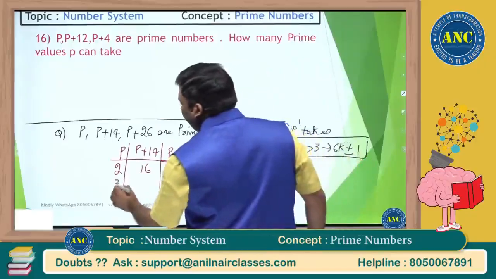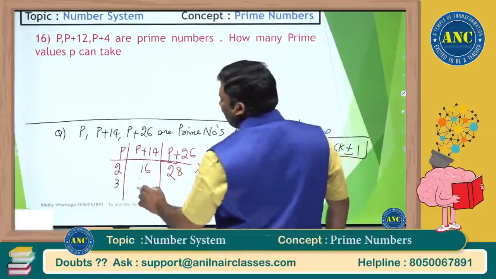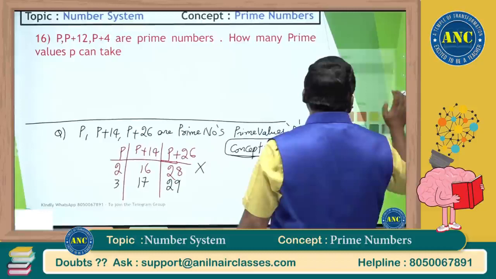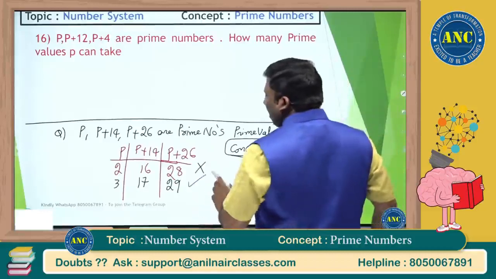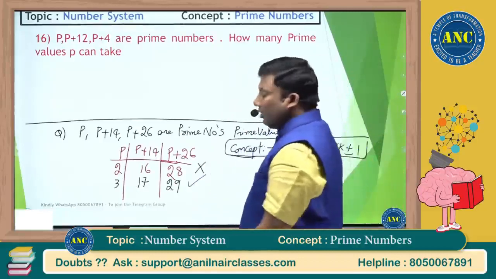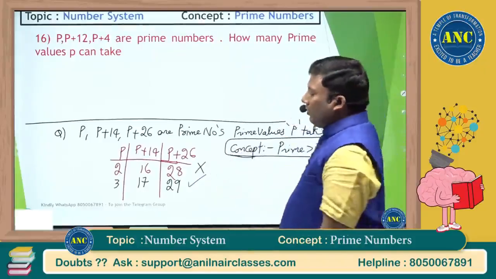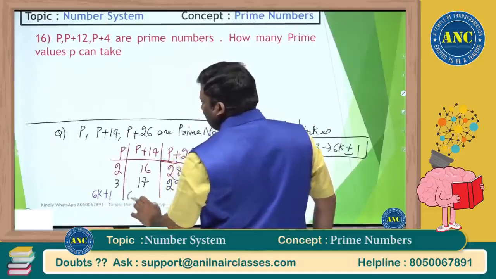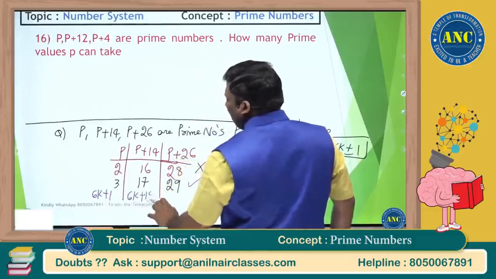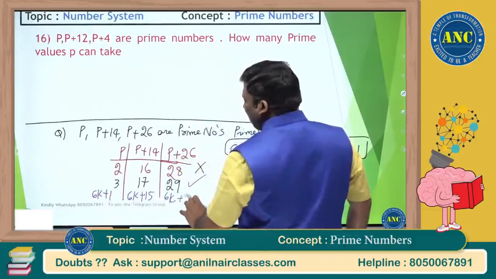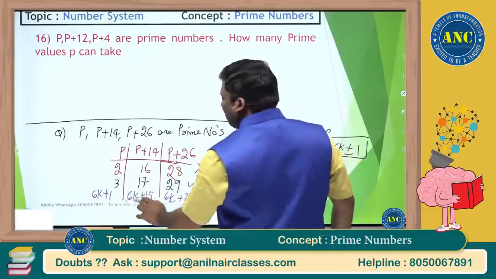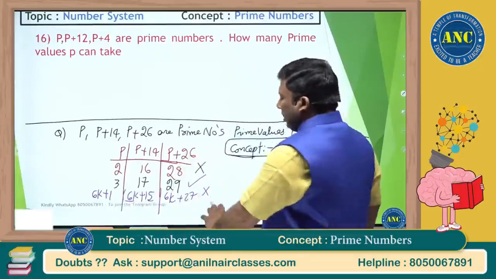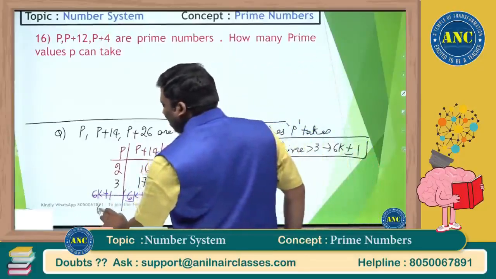If it is 3, 3 plus 14 is 17, and 3 plus 26 is 29. 3, 17 and 29: all three are prime numbers. One value we got, P equals 3. Suppose I take 6k plus 1, then 6k plus 15 and 6k plus 27 are divisible by 3. The answer will be divisible by 3. This case is not possible.